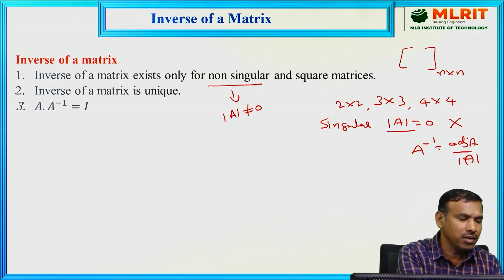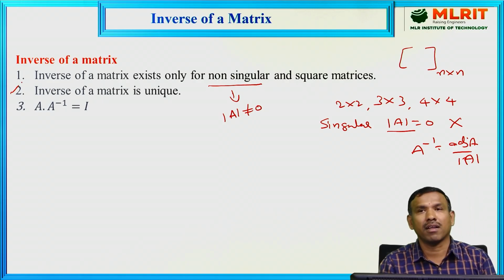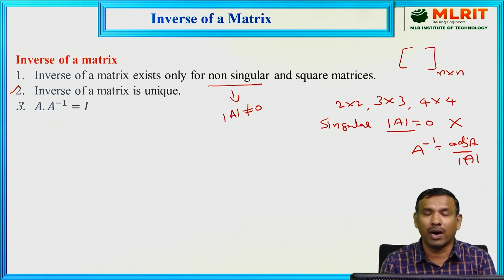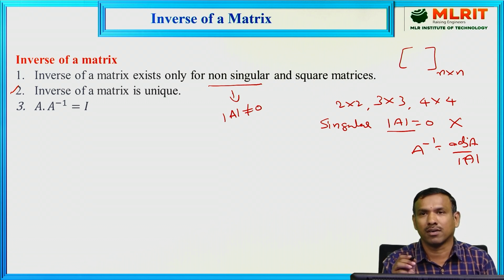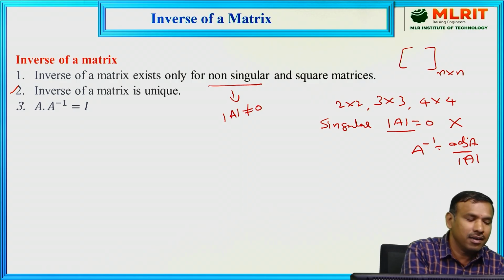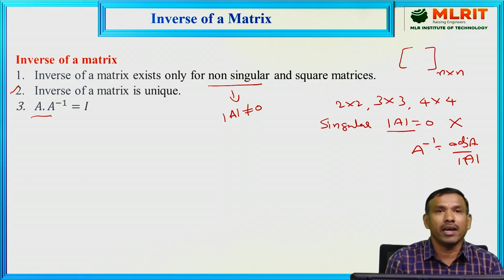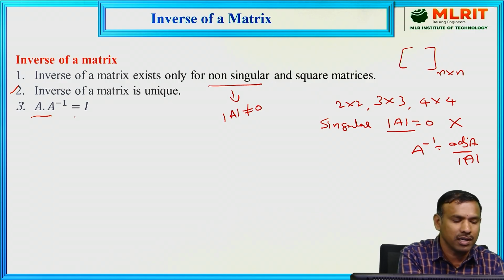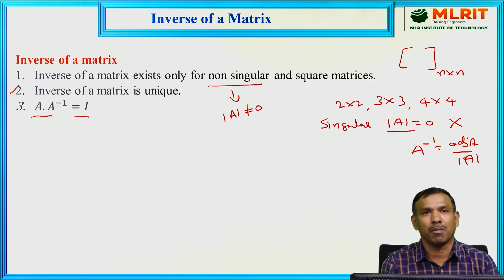The second point: the inverse of a matrix is unique. One and only one inverse will exist, not more than one, whatever method you use and whoever finds it. The inverse will be unique for any non-singular matrix. And by definition, if you multiply a matrix A with its inverse, you will get an identity matrix of the same order.